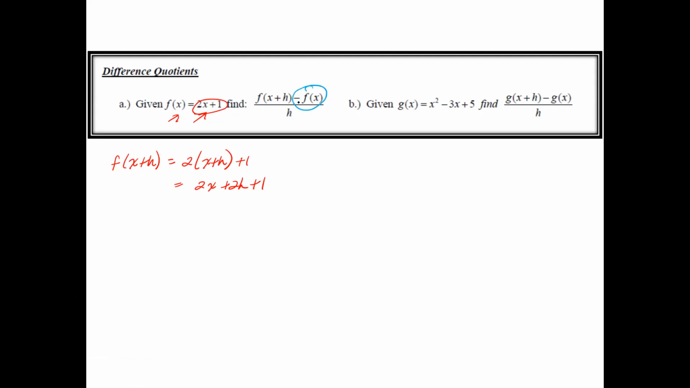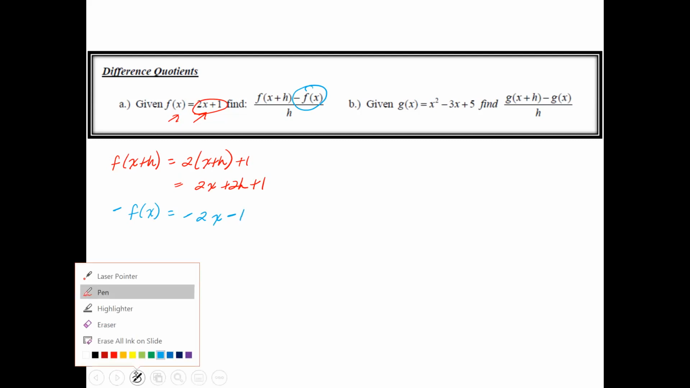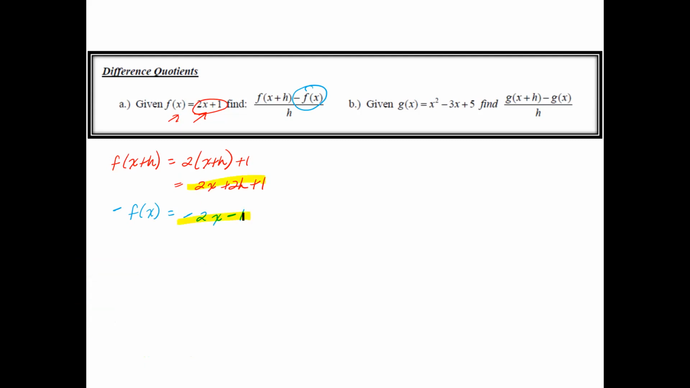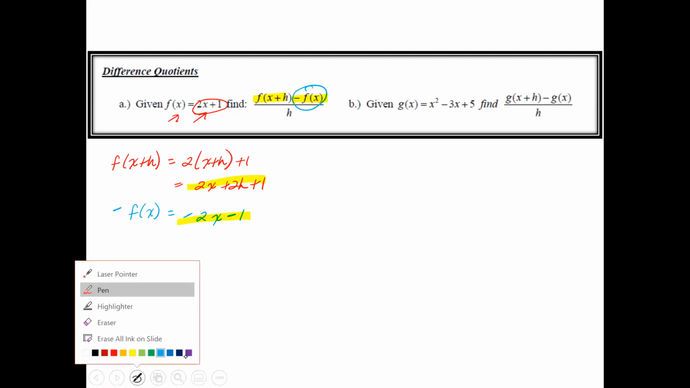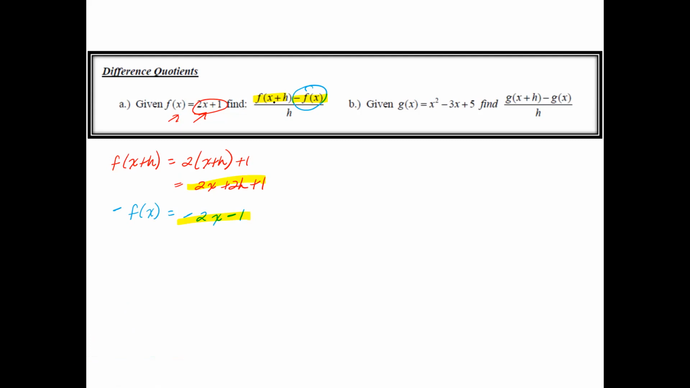Now, negative f of x, which we just learned from the even and odd, you're just going to switch the signs. So positive 2x becomes a negative 2x, positive 1 becomes a negative 1. Now that I have these parts, I can substitute them in here and simplify my equation. So it says find f of x plus h minus f of x over h. That's going to be 2x plus 2h plus 1 minus f of x. Well, minus f of x is just negative 2x minus 1 all the way over h.